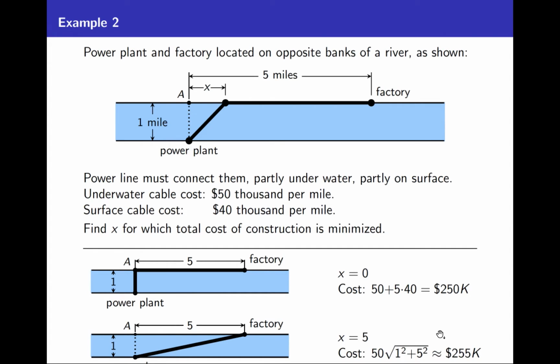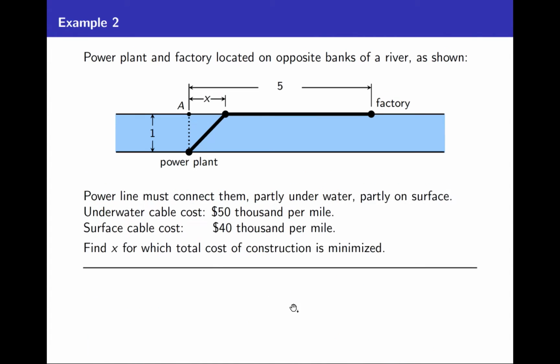So let me get rid of this stuff on the bottom here now that we've illustrated it. And we're looking at our problem. The power plant and the factory are located on the opposite banks of a river as shown, and a power line must connect them, partly underwater, partly on the surface. The underwater cable costs $50,000 per mile. The surface cable costs $40,000 per mile. Your job is to find the x for which the total cost of construction is minimized. What should this x be? Let's get to work on that.